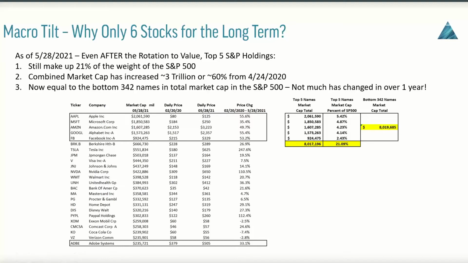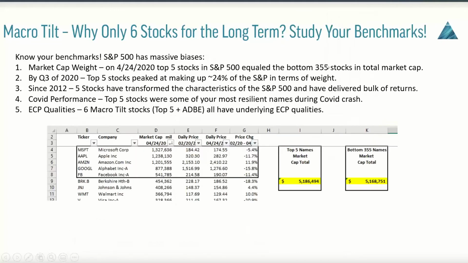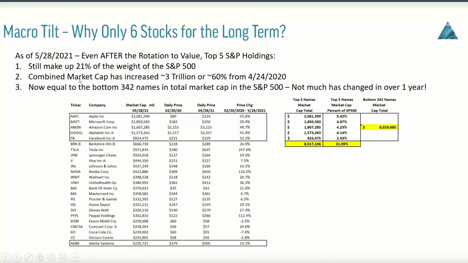So when we update this spreadsheet now as of last Friday, we'll see that even after this big rotation to value that we've had in 2021, the top 5 S&P holdings still make up 21% of the weight of the S&P 500. The combined market cap has increased 3 trillion or 60% from 424. You'll see that we are now at about 8 trillion across the top 5. If we go back to the previous slide, you'll see that was about 5.1 trillion, 5.2. Okay, so we're up roughly 60%.